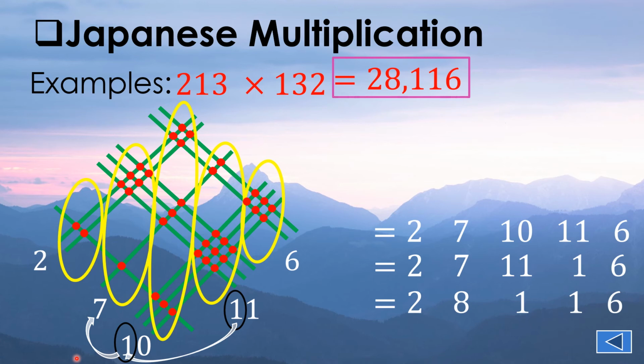Paano natin malalaman kung hihinto na tayo sa pag-a-add at paglilipat ng numbers? Ito ay kapag one-digit number na yung kinalabasan ng sum or hindi na siya 2 digits. So since pare-pareho na silang 1 digit, therefore the final answer or the product is 28,116.